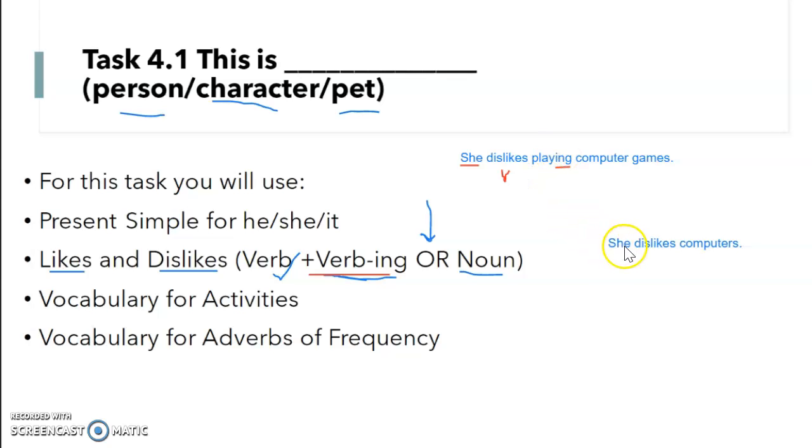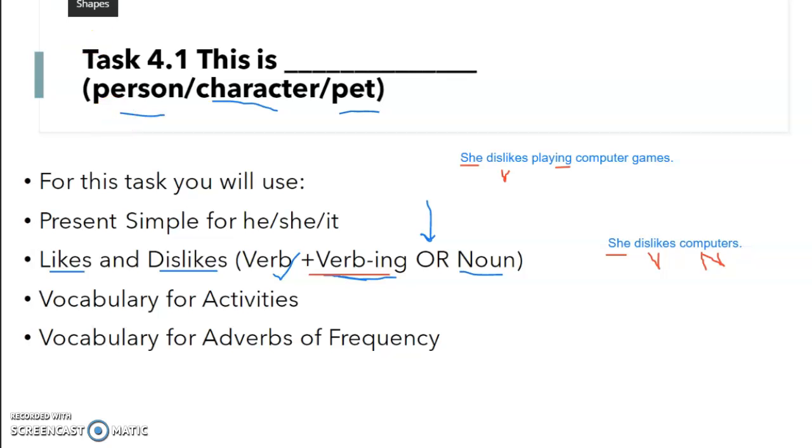In the second example, our subject is she. We have our verb, dislikes. But here we have a noun, computers. So as we discussed in class, nouns are a person or a place or a thing. Okay, so use both of these at least one time in this task. You're actually going to write 10 sentences, so we should see these a few times.